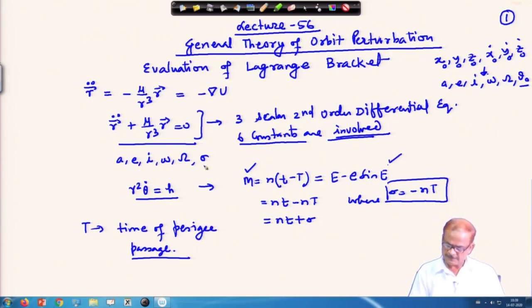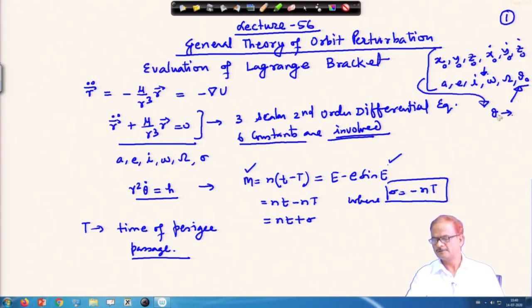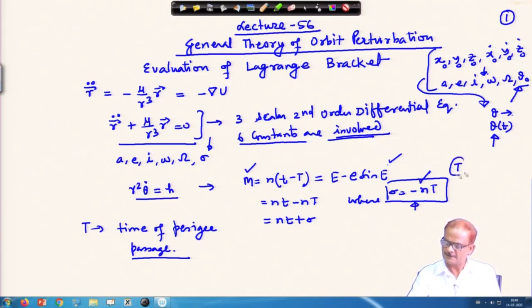So, rather than taking theta, once you convert it into the orbital parameters, you can see that theta is varying with time. If you take it for a particular instant, then it is okay, but if you take it as a general variable, theta is varying with time. So, this will not appear as a constant. So, rather than that, sigma, which is written as sigma equal to minus n t, is taken as a constant. So, either minus n t or t, either of them can be chosen as the constant of integration.